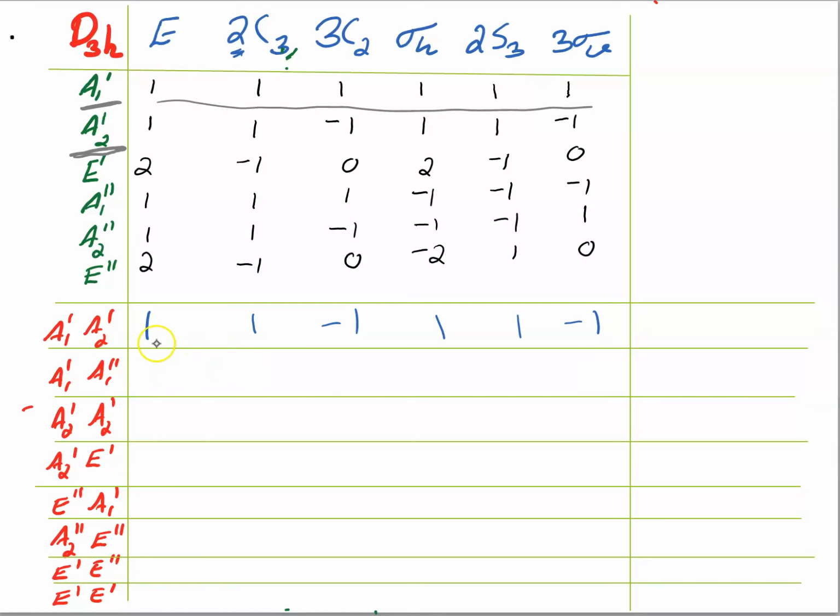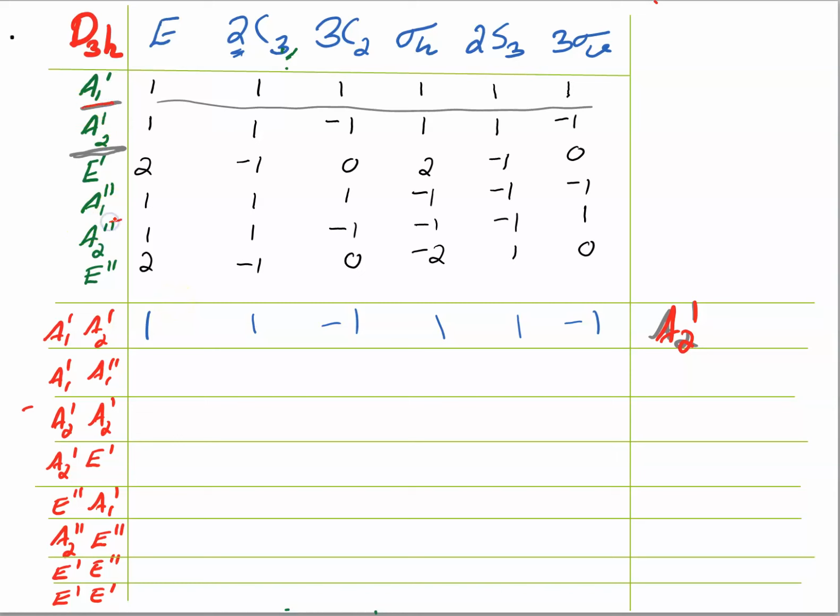This is equal to, we obtain 1 1 minus 1, 1 1 minus 1. So it is A2 dash. That is, multiplying A1 dash with A2 dash, we get A2 dash. This is A2 dash. Now we are multiplying A1 dash with the A1 double dash.